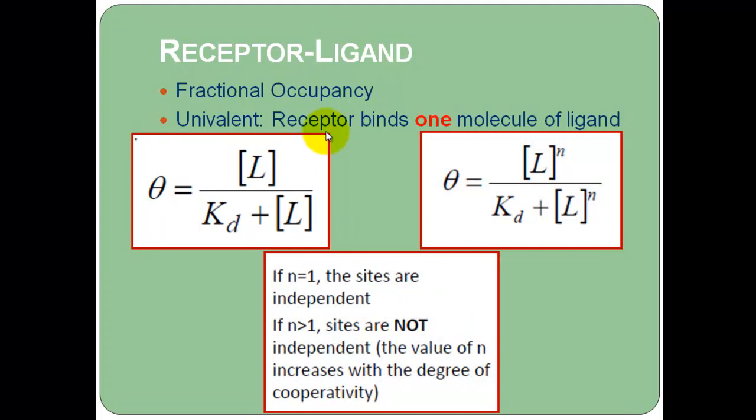This equation becomes useful for hemoglobin that has multiple binding sites due to the Hill equation, which is a variation of the fractional occupancy term. The Hill equation uses the term N that represents the degree of cooperativity within the molecule. The larger the value of N, the more the cooperativity.